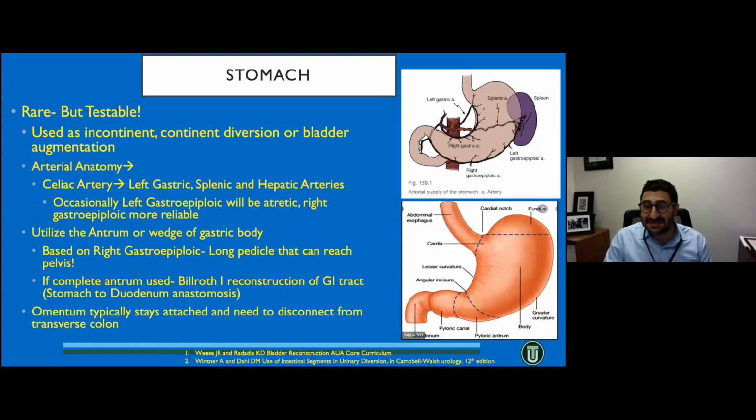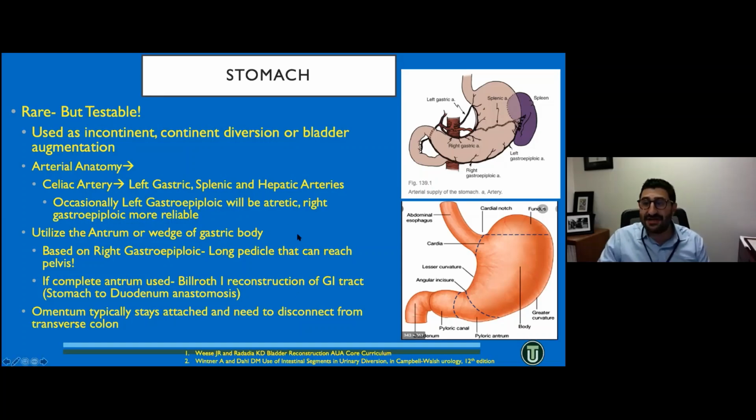So let's start at the stomach. While this is rarely used today, this is testable and may show up on your written boards or your in-service exams. So the stomach can be used as an incontinent or a continent diversion, and can also be used as a cystoplasty for bladder augmentation.